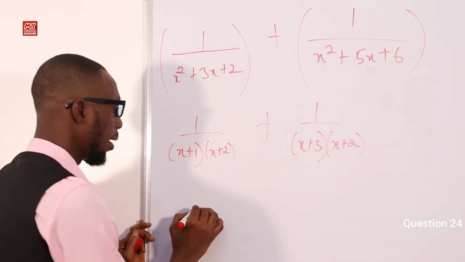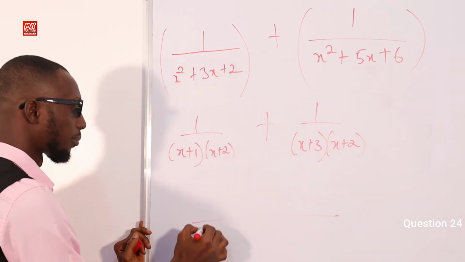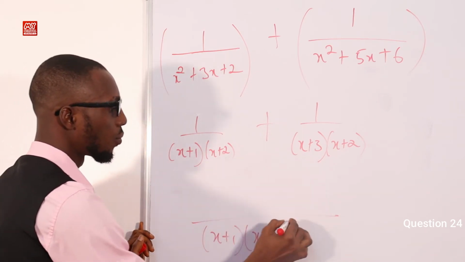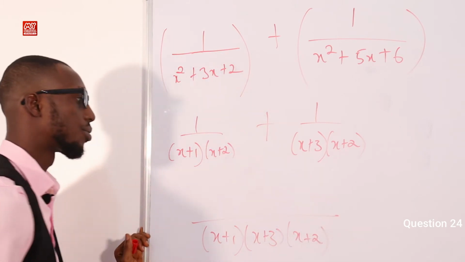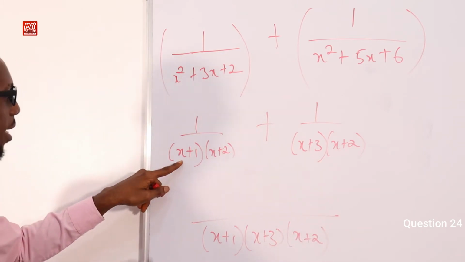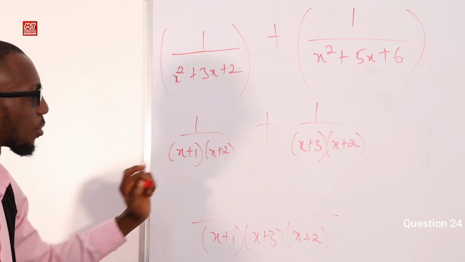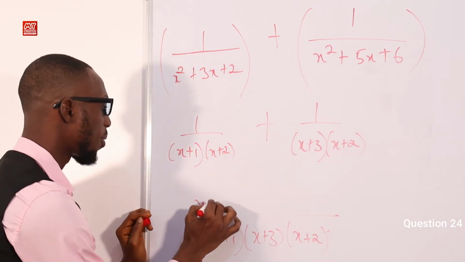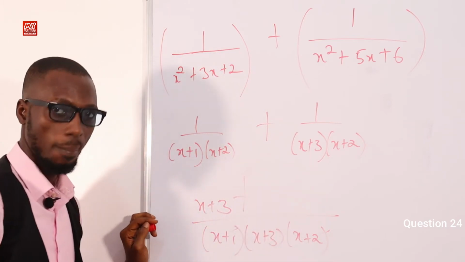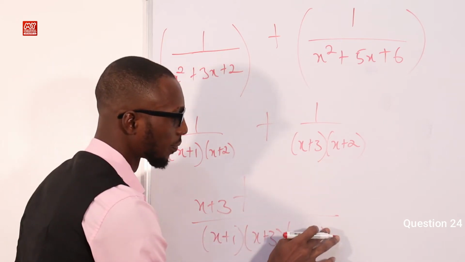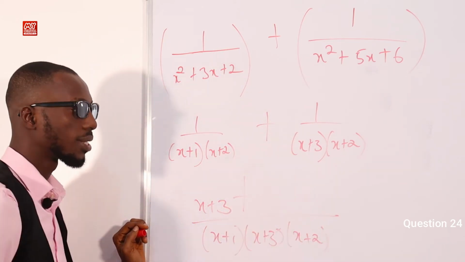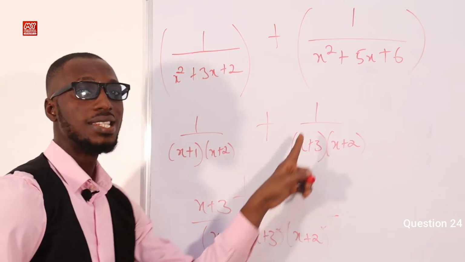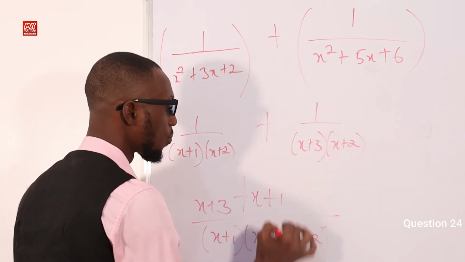Okay, so the LCM here would be x plus 1, x plus 3, and we have the common one, x plus 2. So for this side now, x plus 1 takes out x plus 1, x plus 2 takes out x plus 2. So all we have left is x plus 3 times 1, that is still x plus 3. We have the big plus. For this other side, x plus 3 takes out x plus 3, x plus 2 takes out x plus 2. So what we have left is x plus 1 times 1, we still have x plus 1.